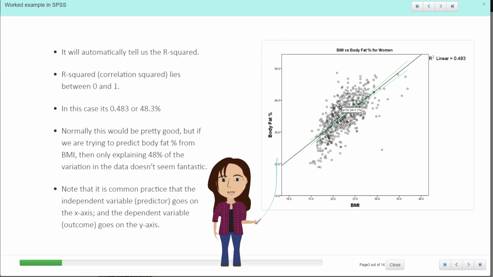So it's common practice to put the independent variable on the x-axis and the outcome on the y-axis. Because we're trying to predict body fat percentage, we would consider this the outcome in this case. Mathematically, it doesn't really matter which way around you put it. You'll get the same R squared out. It'll just make a difference to how you interpret the equation.